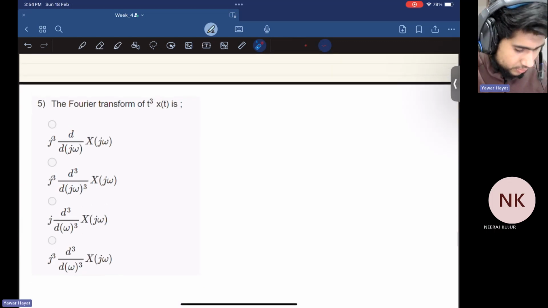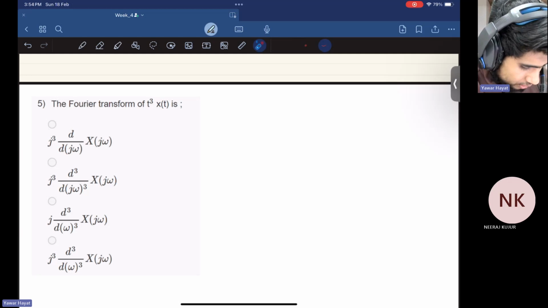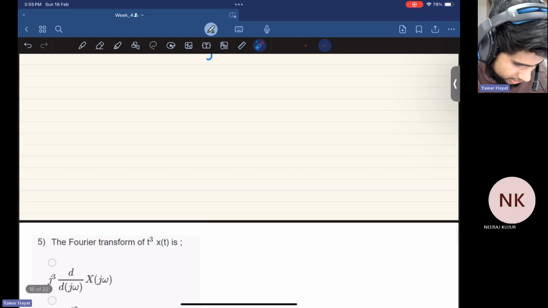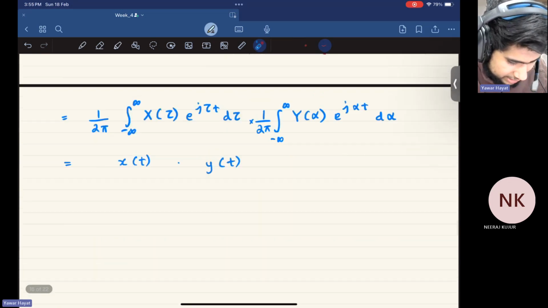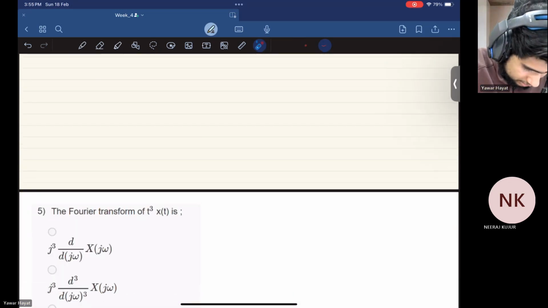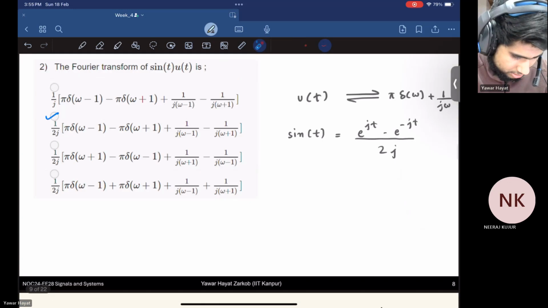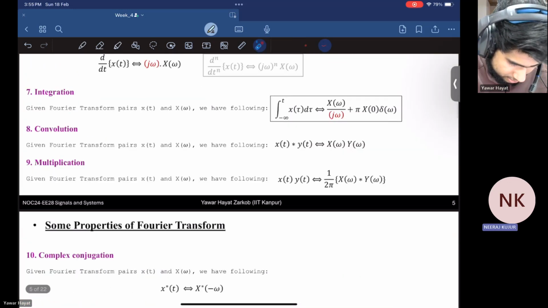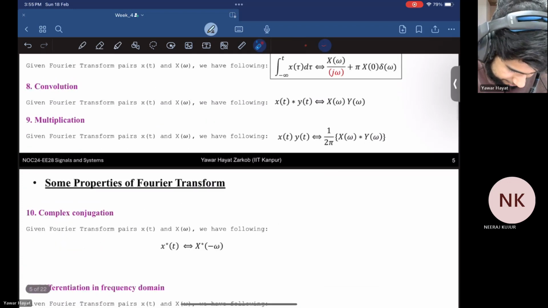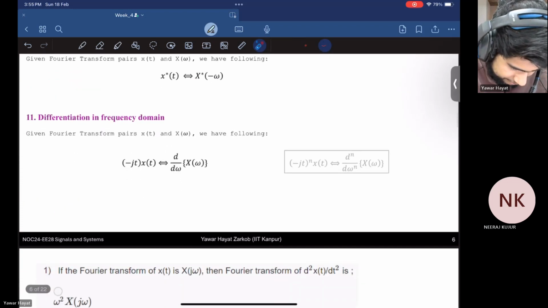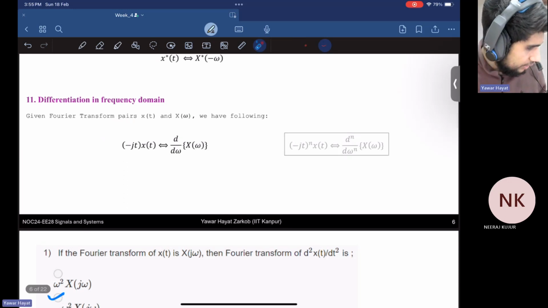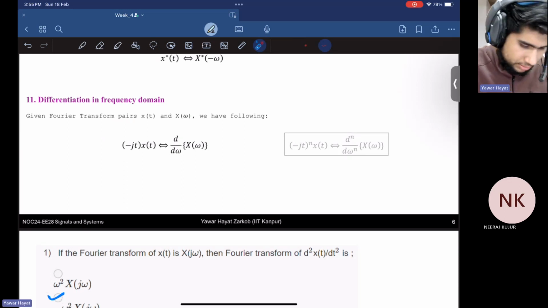Okay, this is the question: the Fourier transform of t cube x of t. So this essentially is multiplying by t in the time domain. Let's see. Can you see why I should use this property? There is a multiplication factor of t in the time domain. That was asked in the question.